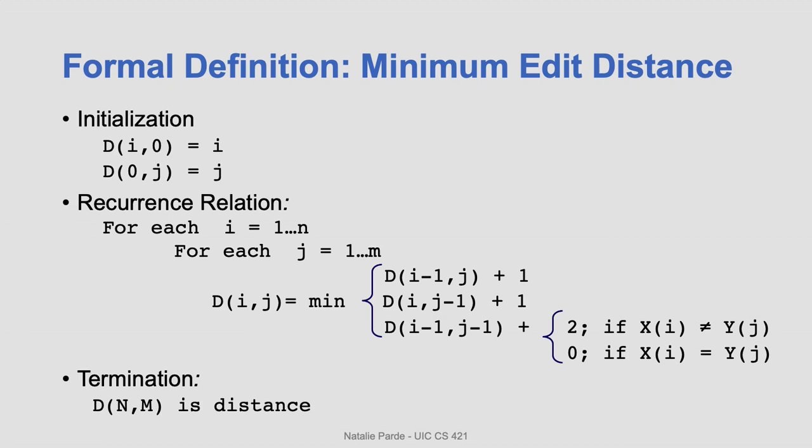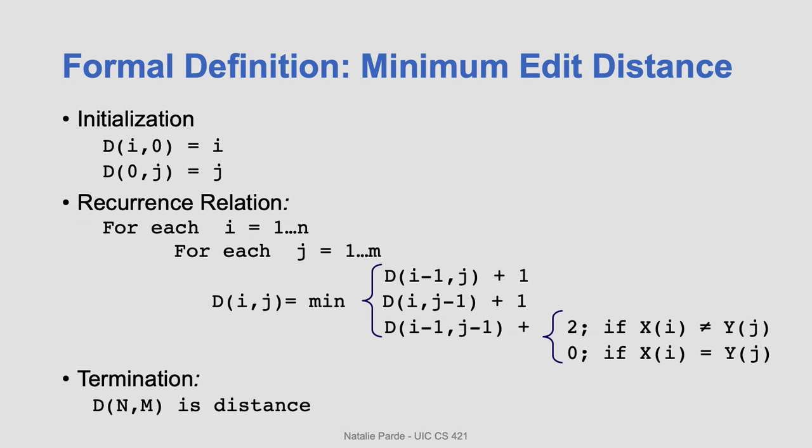The first possibility is the distance that we found from the previous index of string number 1 and the current index of string number 2, plus 1. This is an insertion. The second possibility is the distance that we found from the current index of string number 1 to the previous index of string number 2, plus 1. This is a deletion.